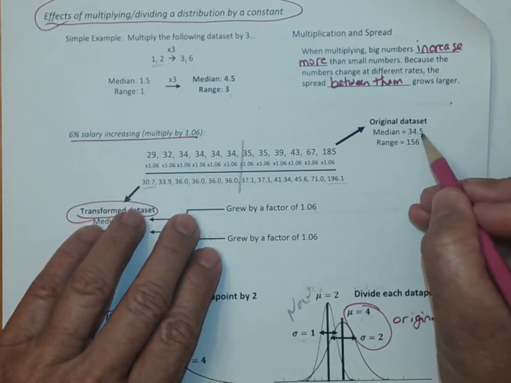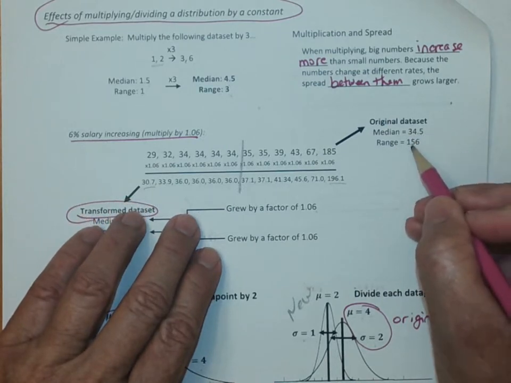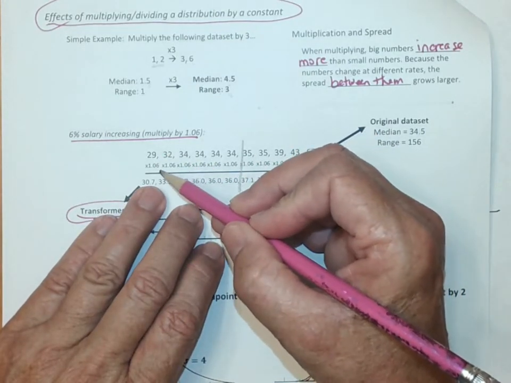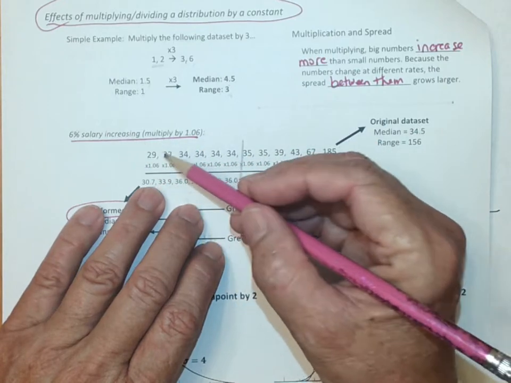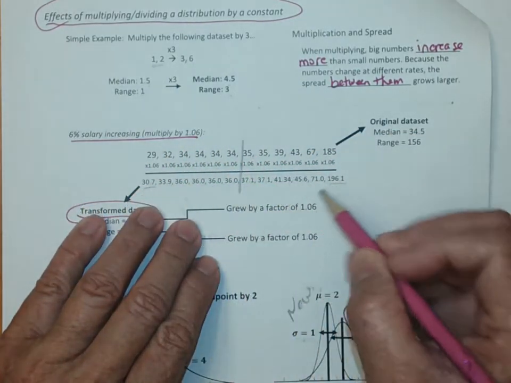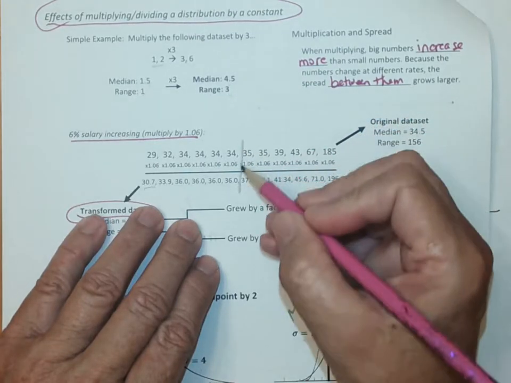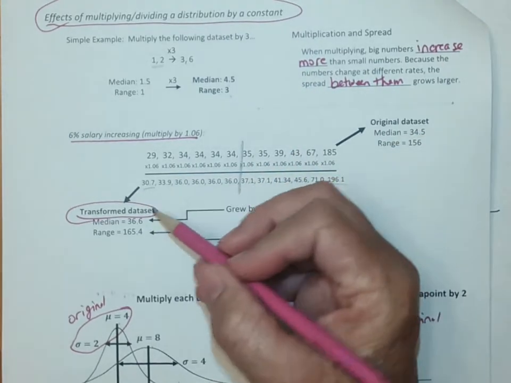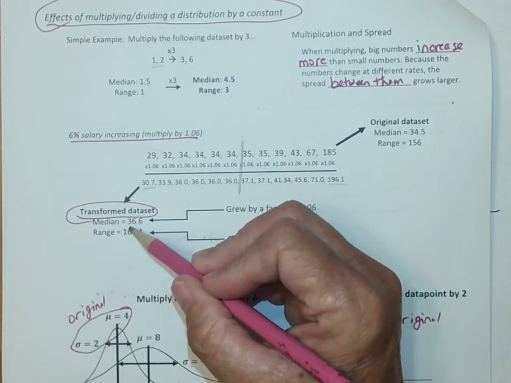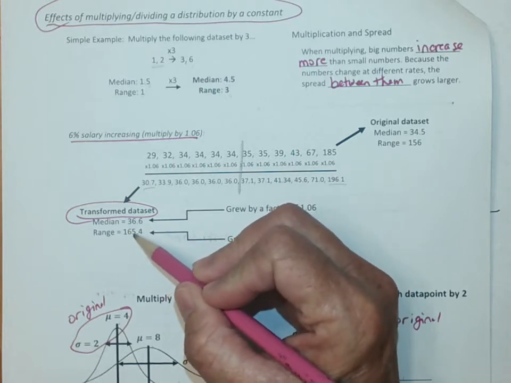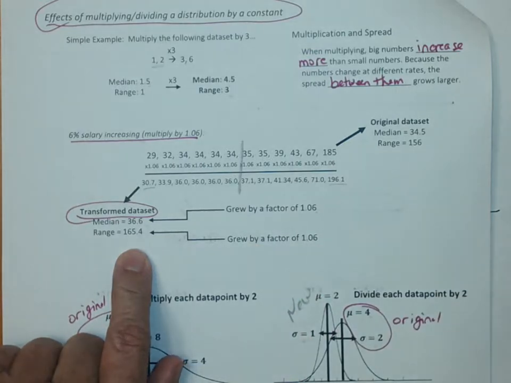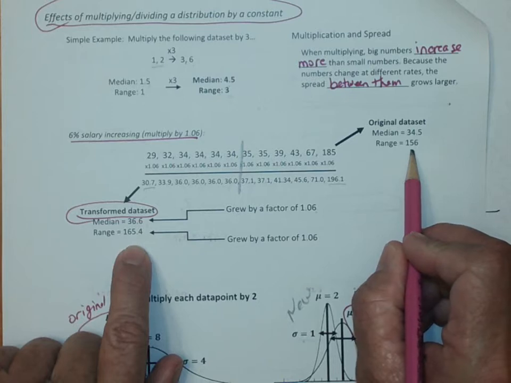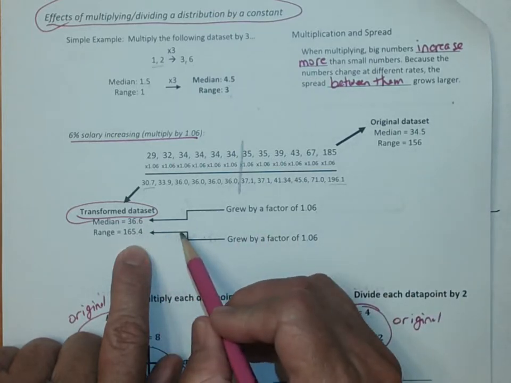Again, our original median was 34.5 thousand with a range of 156,000. I'm going to multiply everyone's salary by 1.06, which is in essence giving everyone a 6% salary increase. Here are the new data values. My median is right here between the 6th and 7th data point. So here's our median halfway between these two. So our transformed data set has a median of 36.6 with a range of 165,000.4. And notice that our data now, the range has gotten larger when we've multiplied. So the range is spreading out.